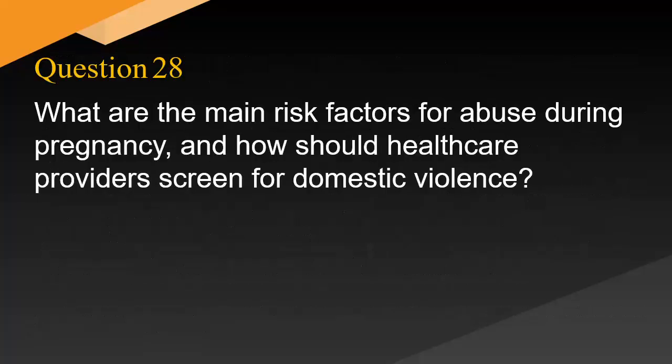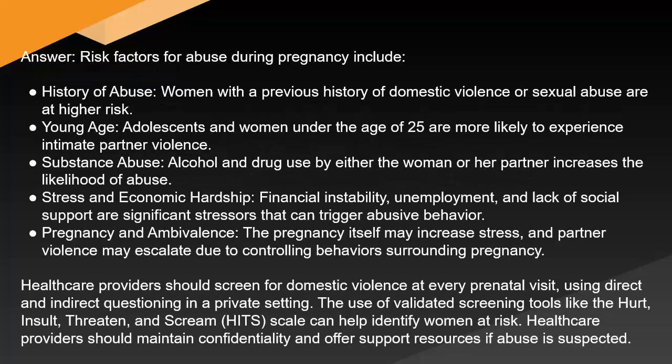What are the main risk factors for abuse during pregnancy, and how should healthcare providers screen for domestic violence? Answer. Risk factors for abuse during pregnancy include history of abuse. Women with a previous history of domestic violence or sexual abuse are at higher risk. Young age. Adolescents and women under the age of 25 are more likely to experience intimate partner violence. Substance abuse. Alcohol and drug use by either the woman or her partner increases the likelihood of abuse.